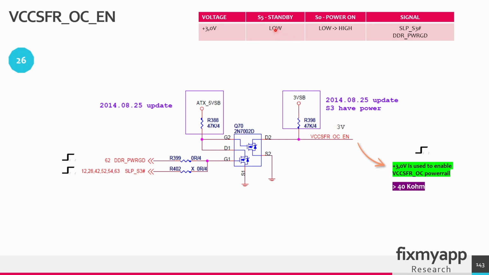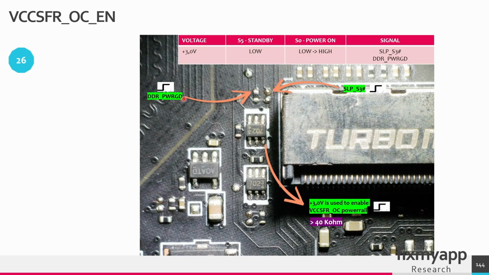So it goes from low in the standby state to high in the power on state. And the output voltage is around 3 volts. On this motherboard, these signals are present on this location near the M.2 slots. And the output of 3 volt is used to create the power rail VCCFROC. So this is a power rail for the CPU and it is used to power some subsystem in the CPU.